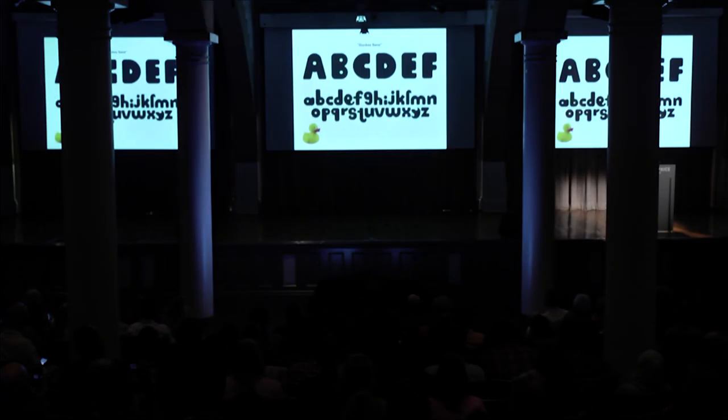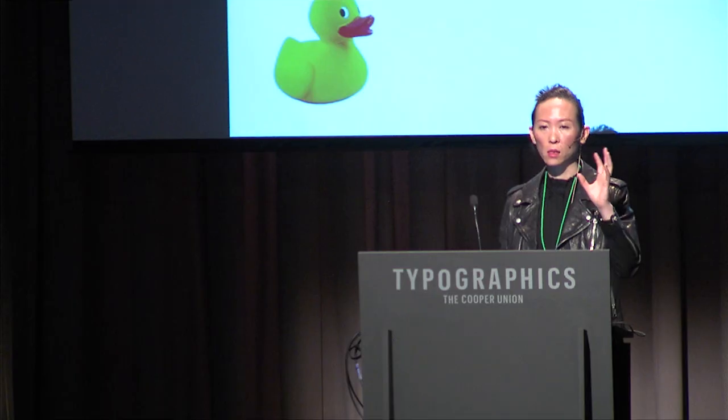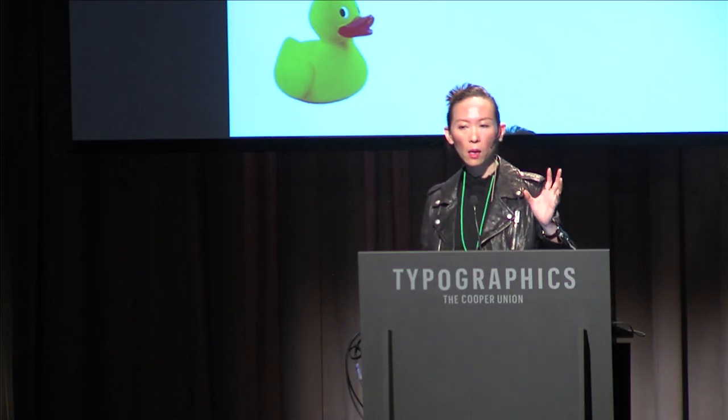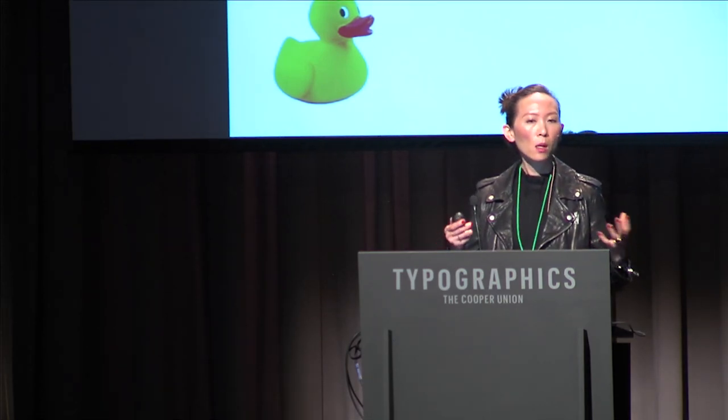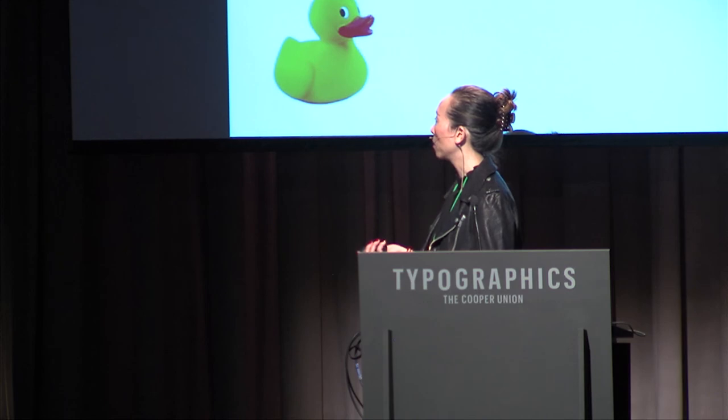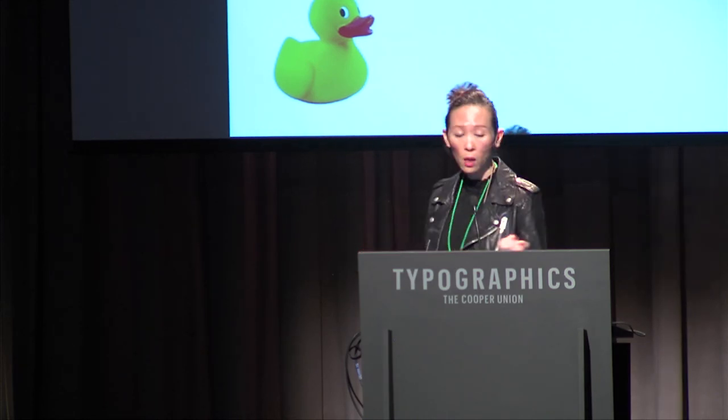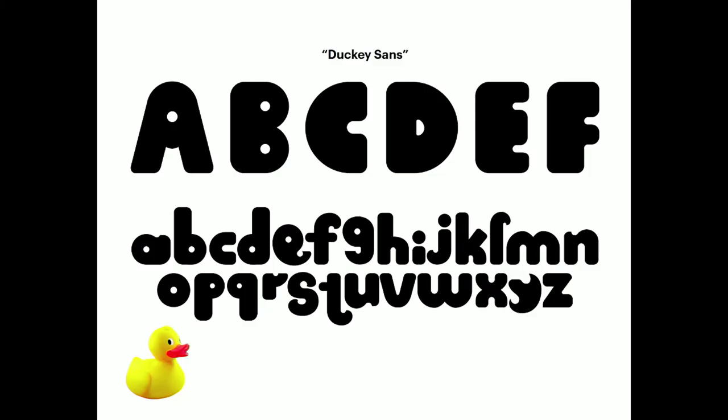So we noticed that in their original design, they had this yellow duck. So we thought that, well, the duckling itself is really cute, and perhaps that itself can become some sort of inspiration for the logotype. So we created this type that's called Ducky Sense.